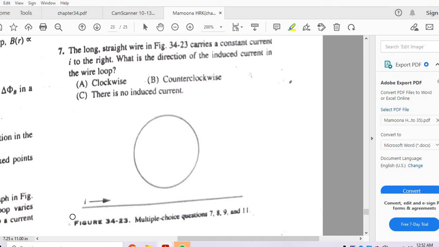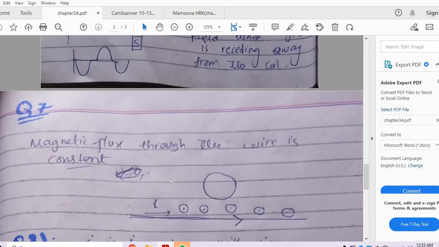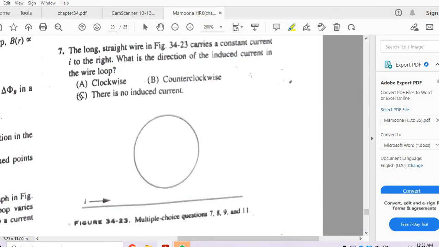As it is given that the current is constant and it's in the right direction, the circular loop is neither moving nor is the wire moving, so it means that the flux that is passing through this circular loop is constant. So due to constant magnetic flux there is no current in the wire loop. That's why option C is the correct option.